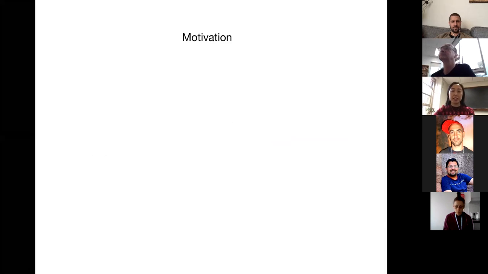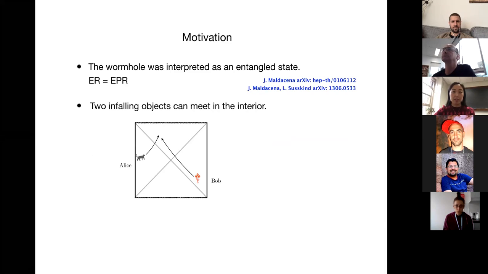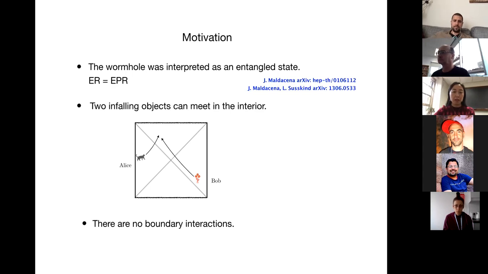So first, motivation. The Schwarzschild wormhole was interpreted as an entangled state. I mean, in short, ER equals EPR. If you trust this bulk geometry, then what it says is that when Alice and Bob share the entangled state, if they send in signals, then the two infalling objects can actually meet in the interior. And in the rest of the talk, whenever we have thermofield double, I will always assume that Alice holds the left side and Bob holds the right side, just for convenience.